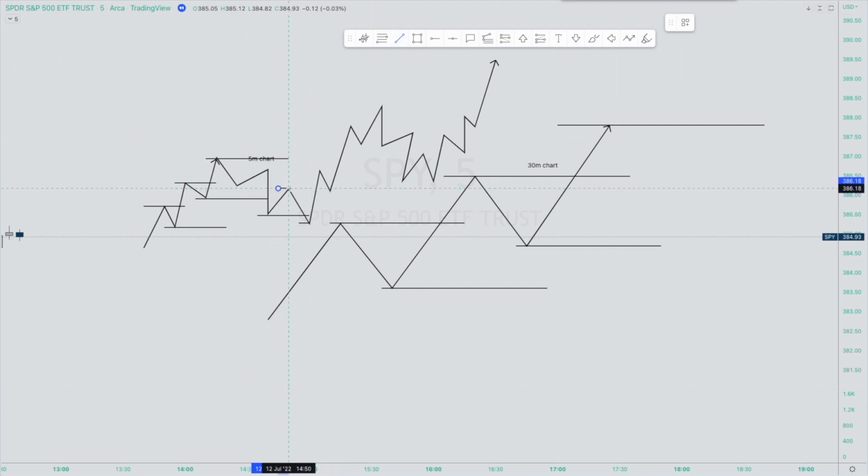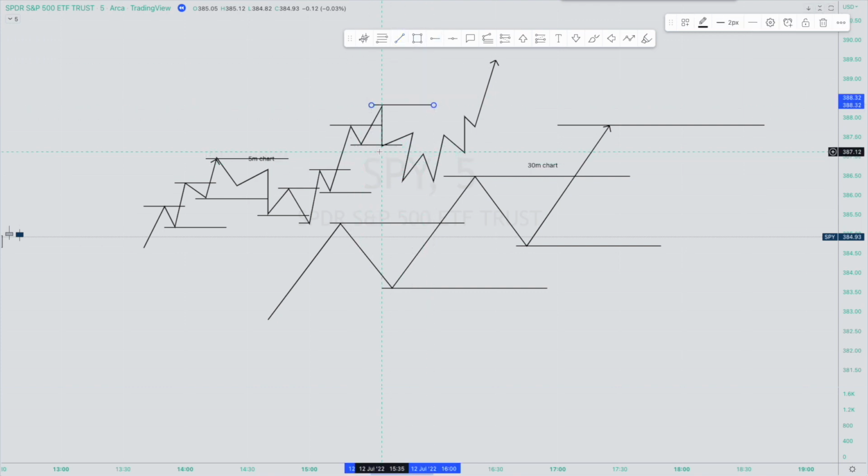Makes this a lower high. You have a change of character up with the break of structure, makes this a higher low. You have a higher high with the break of structure, makes this a higher low. You have a change of character right here.